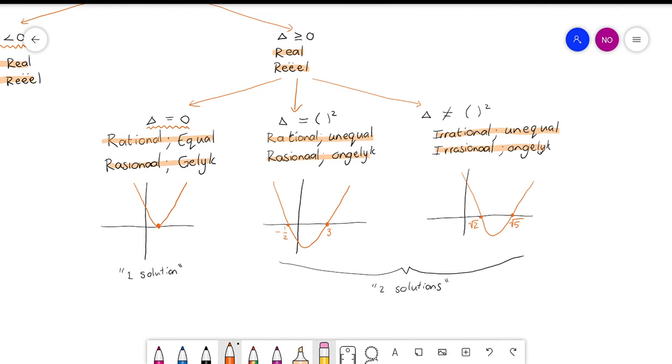So you can immediately say they are unequal, hulle is ongelyk. In ander woorde, hy sny die x-as op twee verskillende plekke.